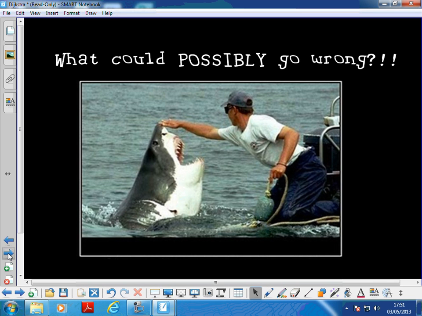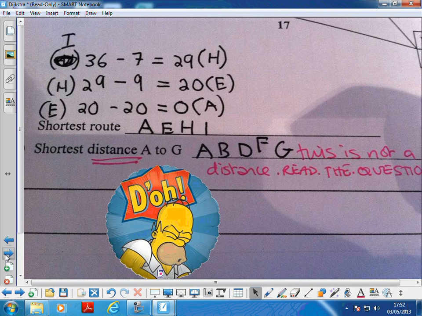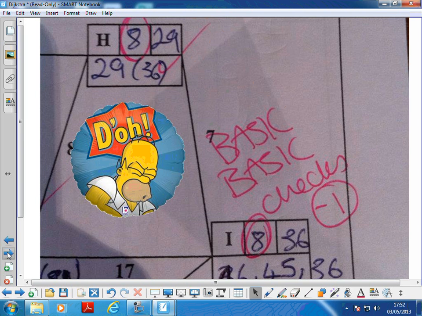So again, what can go wrong? It's really easy. You've got strategies for things not to go wrong. One of the basic things is units. If you don't put kilometres, the final length isn't 28, it's 28 kilometres, the minimum length. You've also got, this actually happens, I don't even know why, but a lot. What is the shortest distance from A to G? Apparently the shortest distance is ABDFG, which is not in fact a distance. This happens quite a lot.